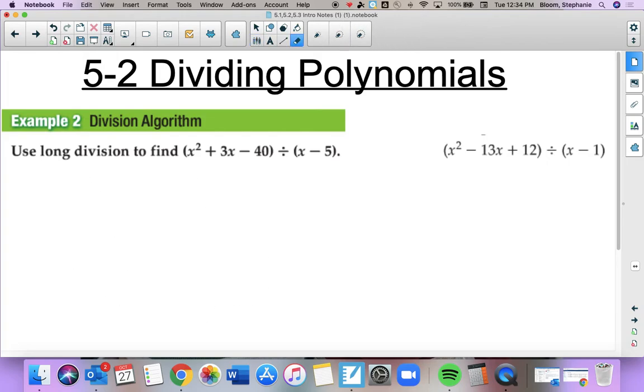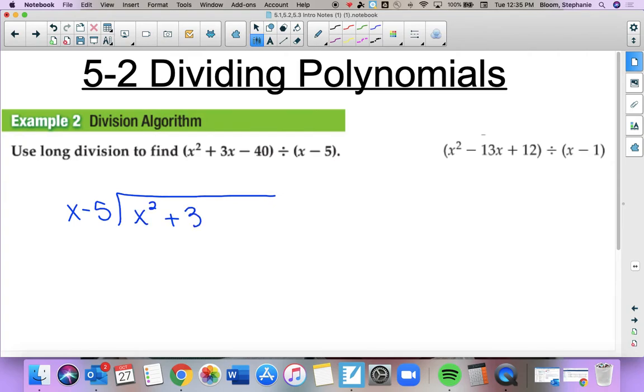So this is saying, what is x squared plus 3x minus 40 divided by x minus 5? In other words, x minus 5 times what will give me this trinomial if I FOILed it? So you're going to set it up just like you do long division. X minus 5 goes outside, and then my trinomial is going to go inside.